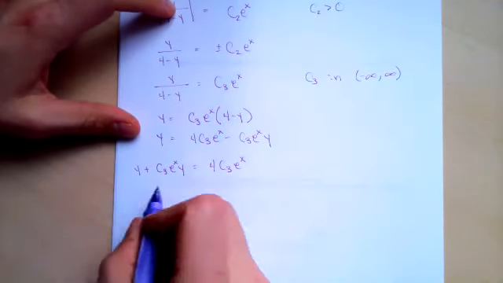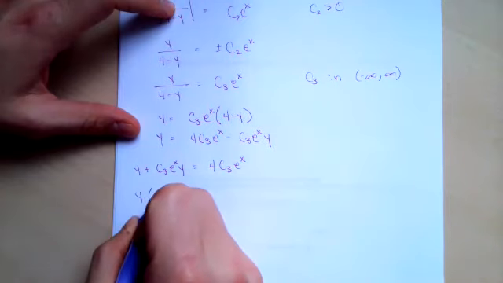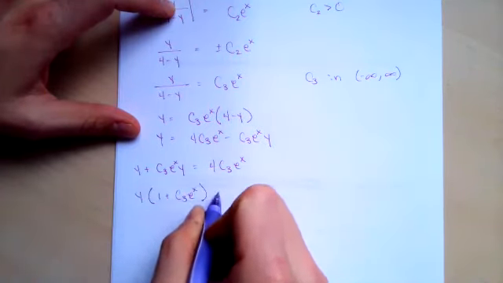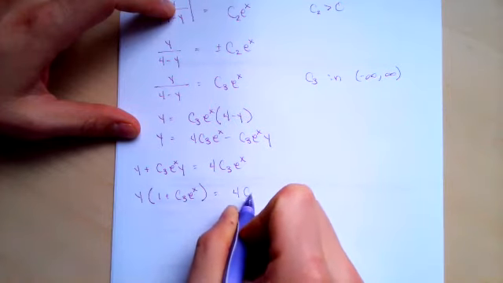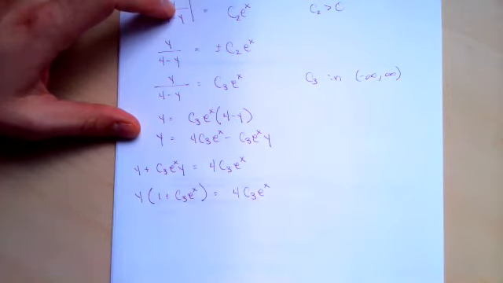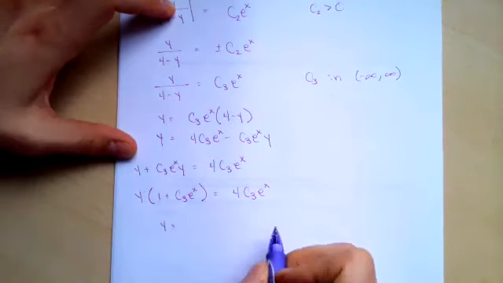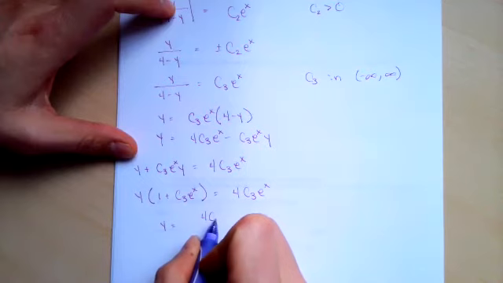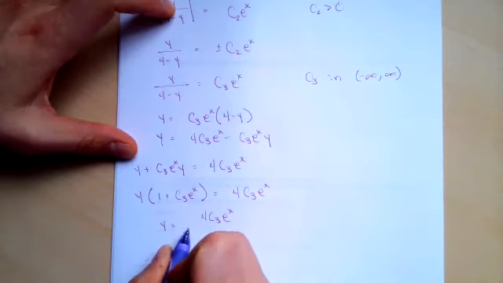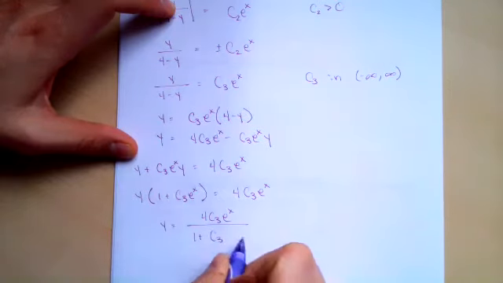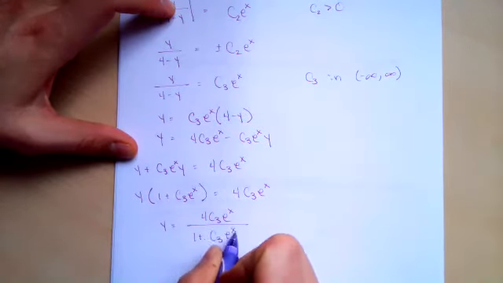Okay, so last step to solve for y, we factor. And so what do we get? We get 4 c3 e to the x over 1 plus c3 e to the x.